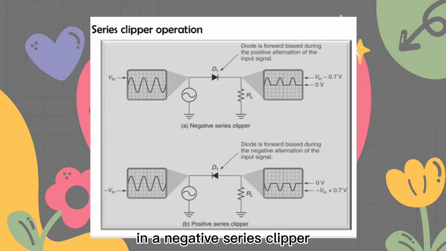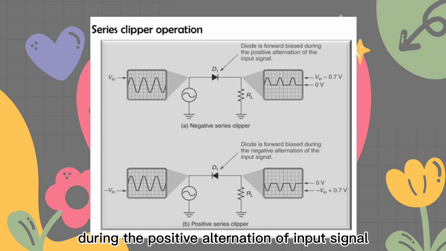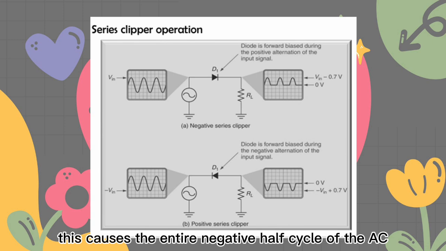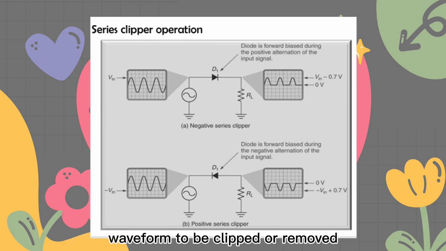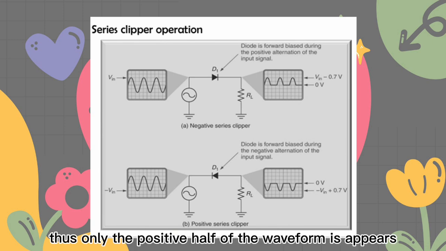In a negative series clipper, the diode is forward biased during the positive alternation of the input signal. This causes the entire negative half cycle of the AC waveform to be clipped or removed. Thus, only the positive half of the waveform appears.